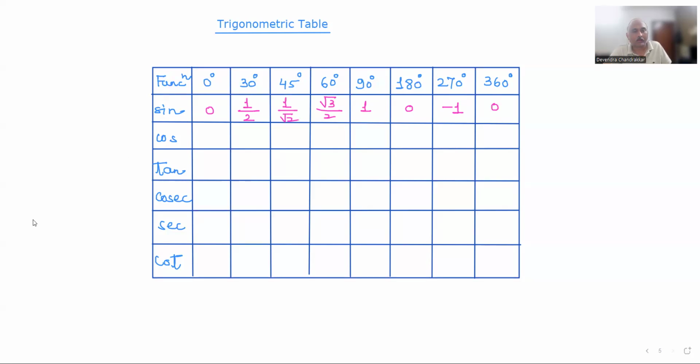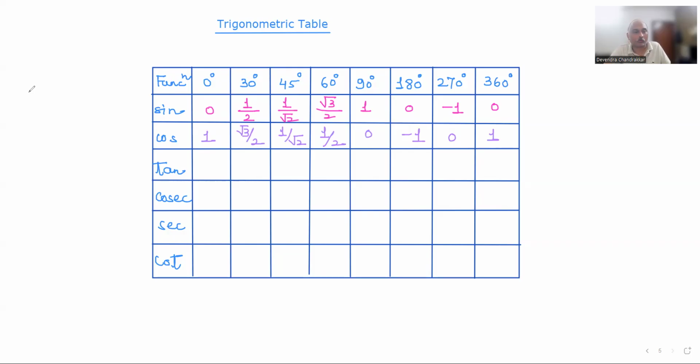And now I have the next one. Cos of 0 is 1. Cos 30 is √3/2. Right? Cos 45 is 1 over √2. Cos 60 is 1 over 2. Cos 90 is 0. Cos 180 is -1. Cos 270 is 0. Cos 360 is 1. Okay. Now comes the next one.